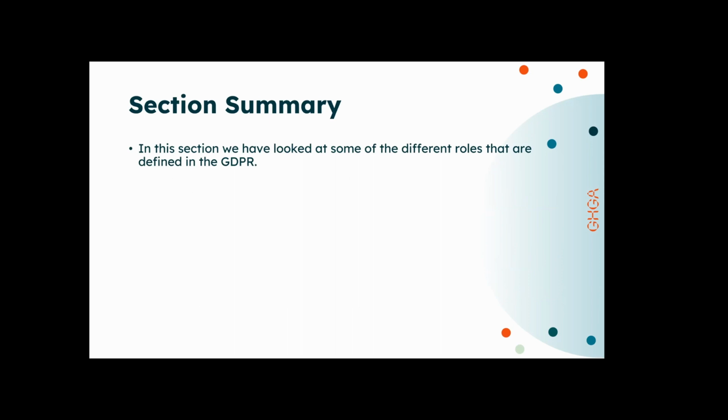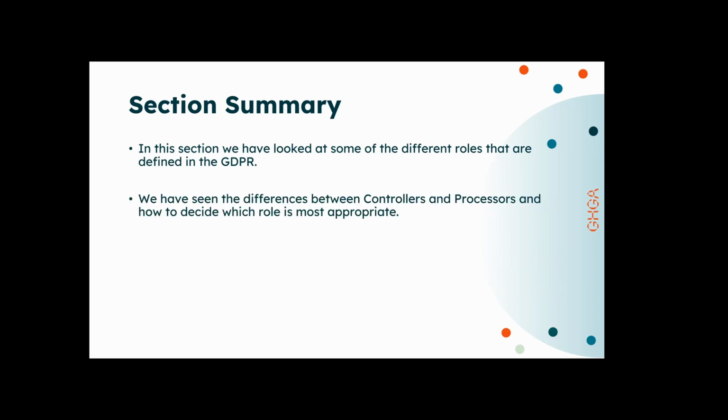So, section summary for this one. We've looked at a couple of the different roles that are defined in the GDPR, and we've seen hopefully what the difference is between controllers and processors. So the key point is who's defining the means and the purposes of the data processing, and how you would decide which role is most appropriate.